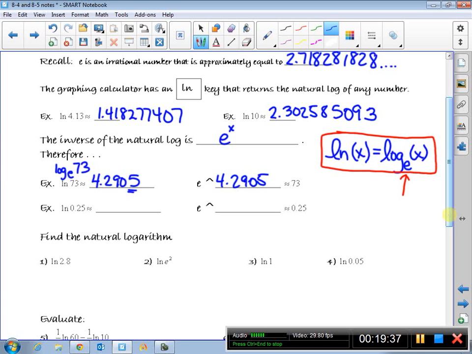The ln of 0.25, try that on your calculator, right here. Negative 1.3863, approximately. So if this is log base e of 0.25, then this exponent, I'm sorry, this base e to this exponent.